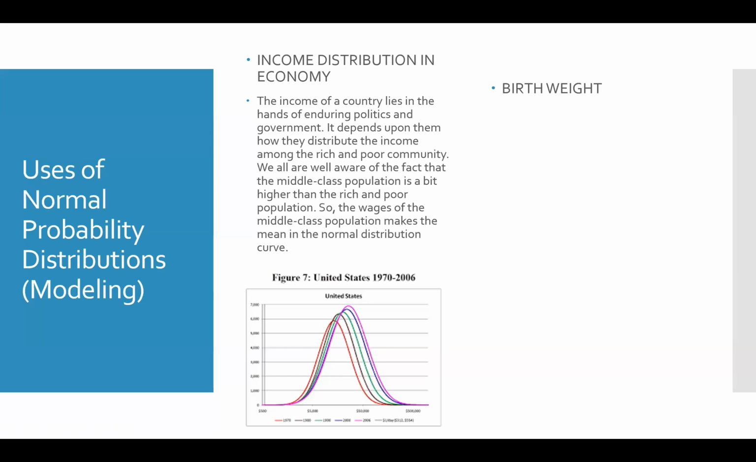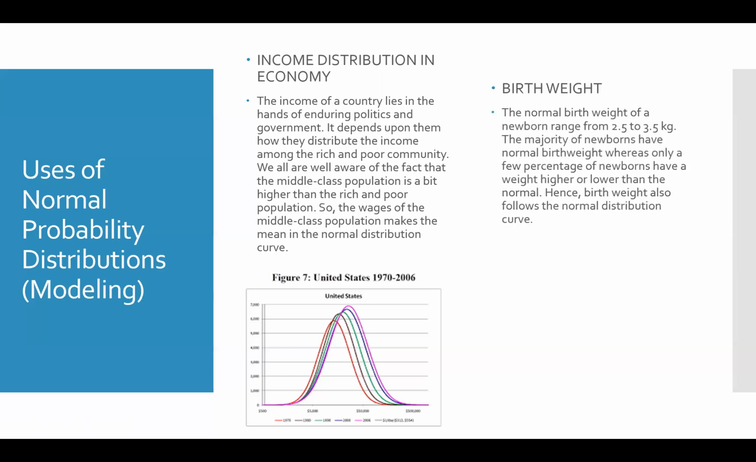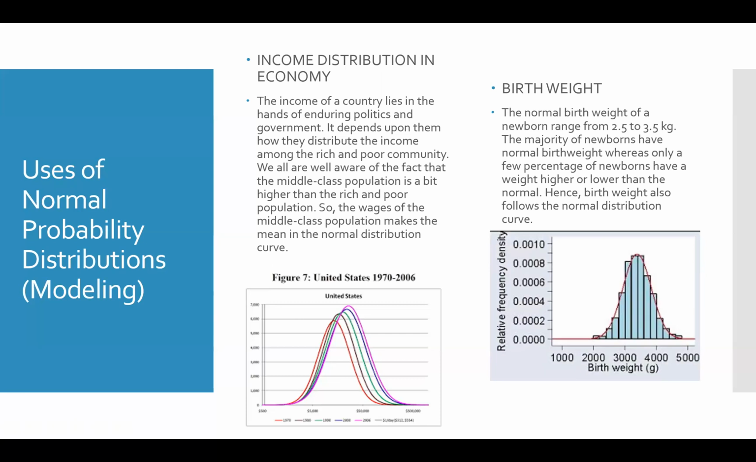Related to healthcare management, think about birth weights. Typically, the birth weight of an infant is from 2.5 to 3.5 grams. Most babies are born within the normal range, but again, occasionally you'll have one that is significantly higher than another. For example, my daughter was born and she was 6 pounds 6 ounces. I'm not sure what that is in grams, but she was 6 pounds 6 ounces.